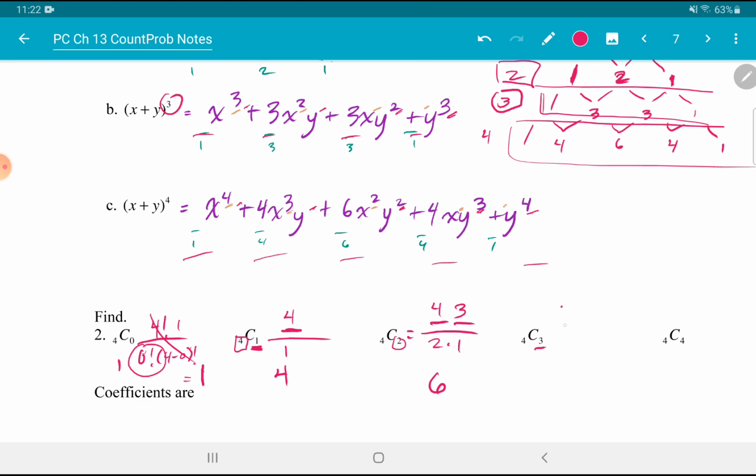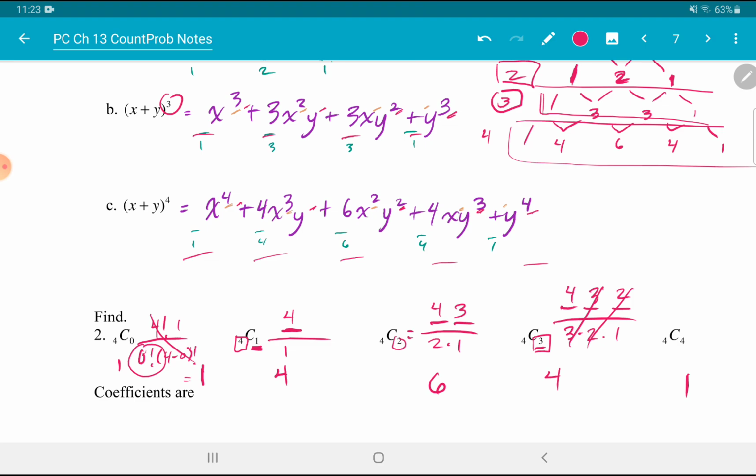4C3 is basically saying let's have 3 slots, 1, 2, 3, 4 times 3 times 2, divided by, and then we take that number and go downwards, 3 times 2 times 1, 3 factorial. And in that case, we see that we get a value of 4. 4C4, well, that's just going to give us 1. 4 items, choose 4. We're only going to have one way to do that.